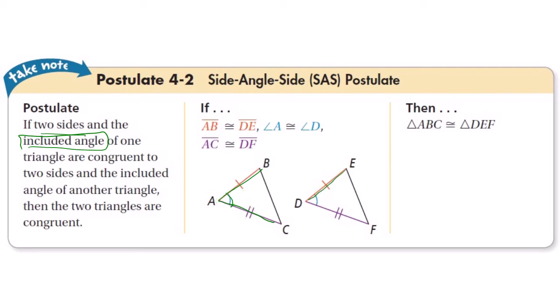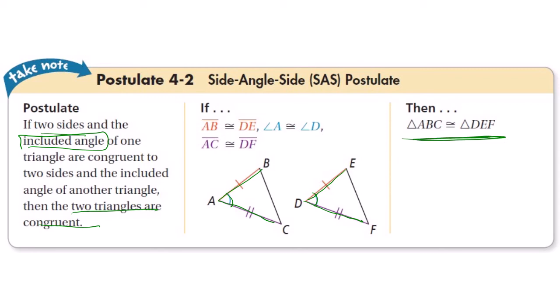So here we have another side, angle, side, right? So if two sides and the included angle of one triangle are congruent to two sides and the included angle of another triangle, then the two triangles are congruent. Okay, so once again, we don't have to prove that every single angle and every single side is congruent. It's enough to say, okay, if we can get two sides and the included angle of two different triangles, if we can prove that they're congruent, then that means that the two triangles themselves are congruent.